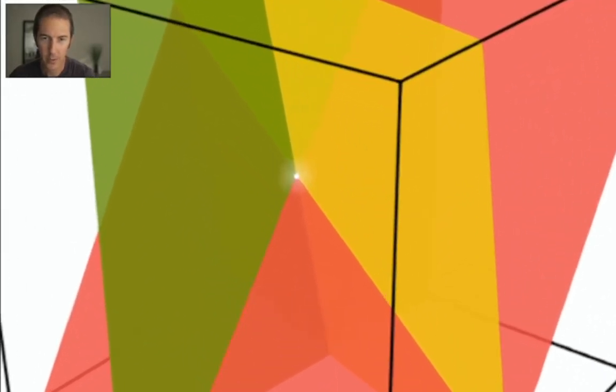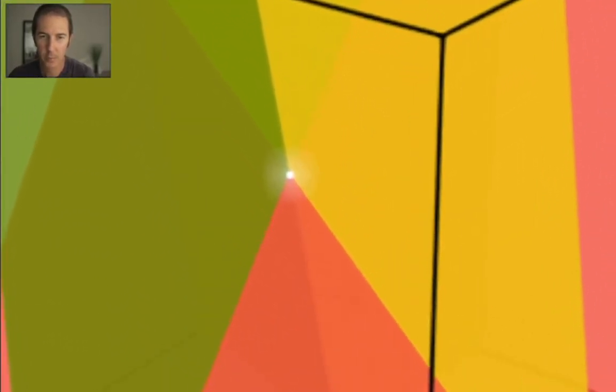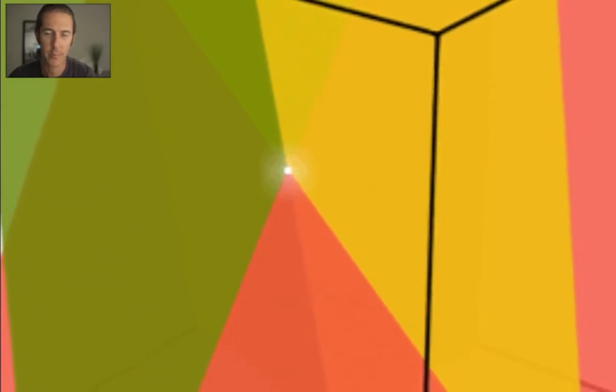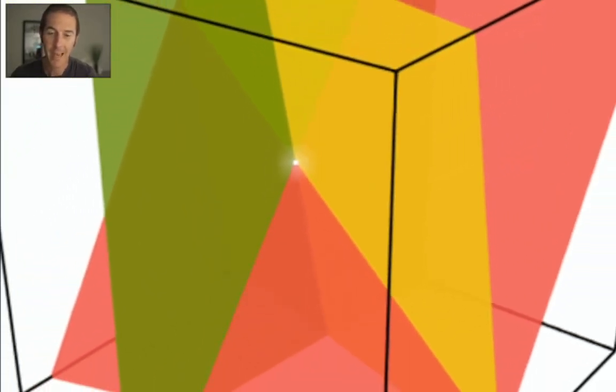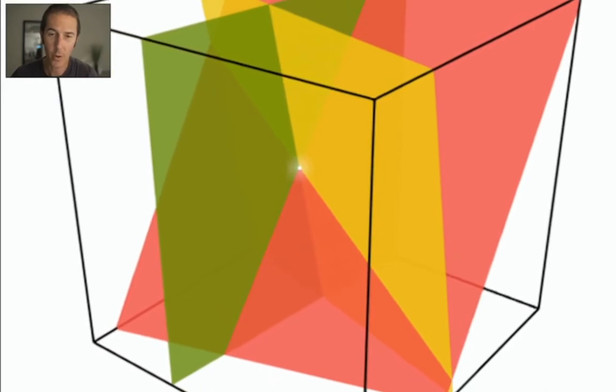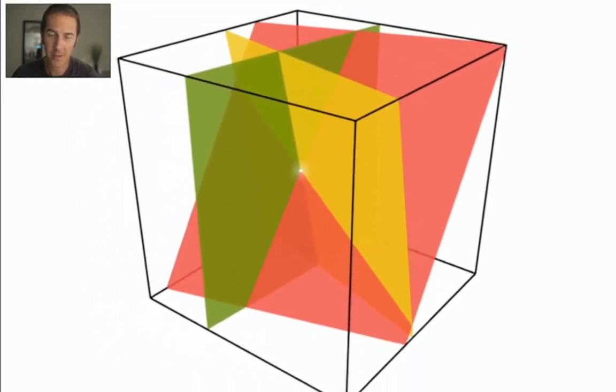Oh, I can zoom in. It's like there's a star being born right there or something. I don't know. Anyway, that is the one and only point that all three of these planes have in common.